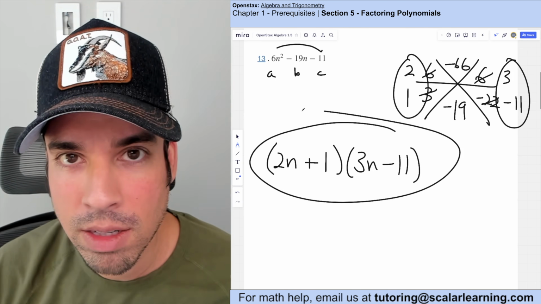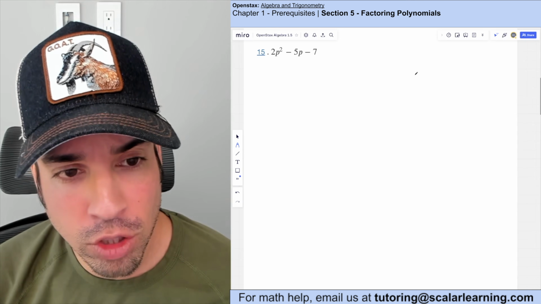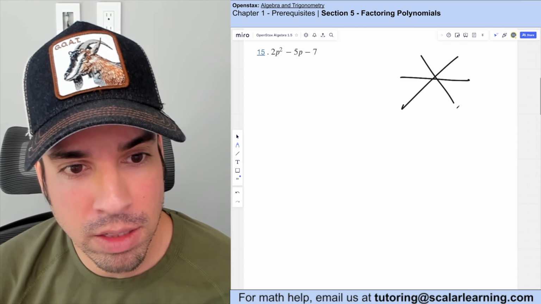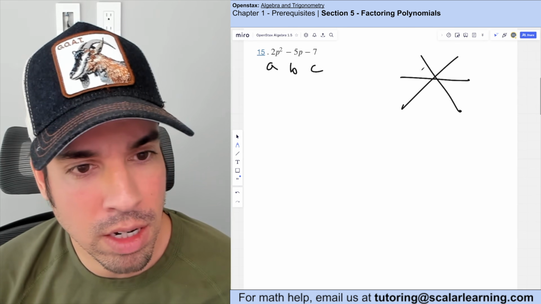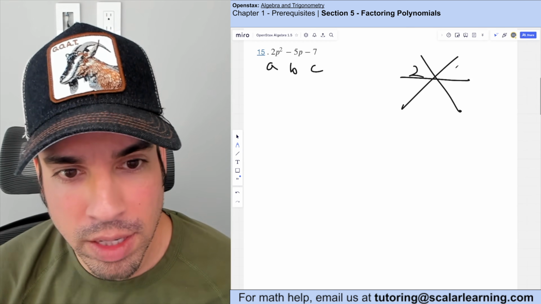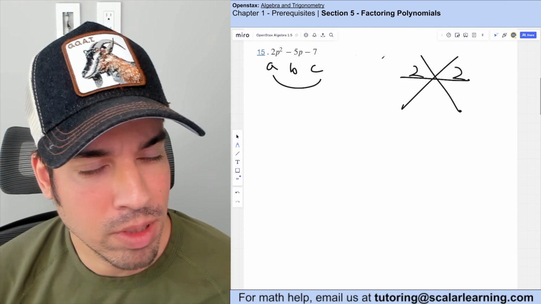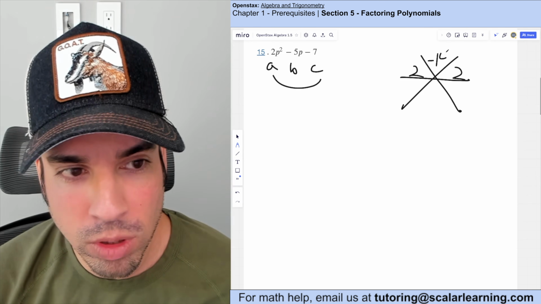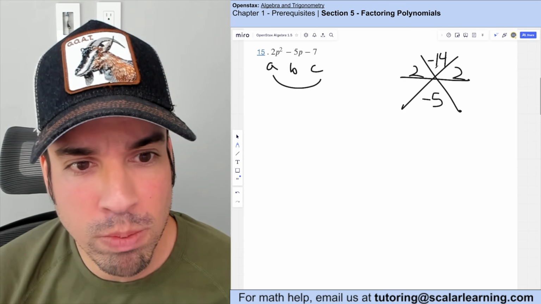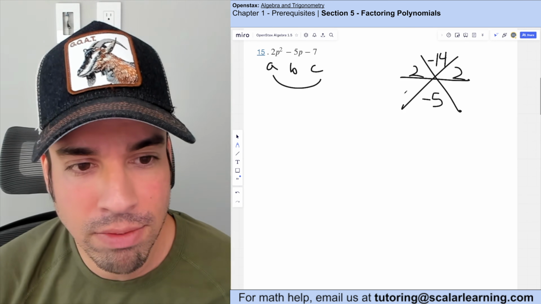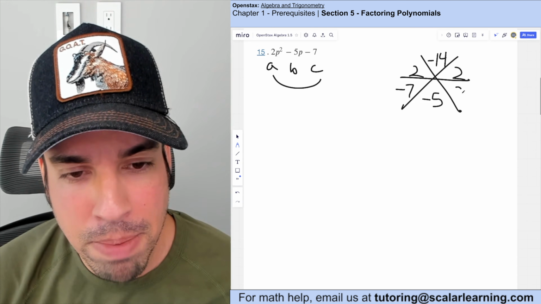Boom, done. Once again, we got a leading coefficient, so we're going to use the star method. So we're going to set it up like this. I've got A, B, and C. Up here, we've got the A's, 2 and 2. On the top, we've got A times C, 2 times negative 7, which is negative 14, and that negative 5B on the bottom. So what two numbers multiply to negative 14, add to negative 5? That would be negative 7 and positive 2.